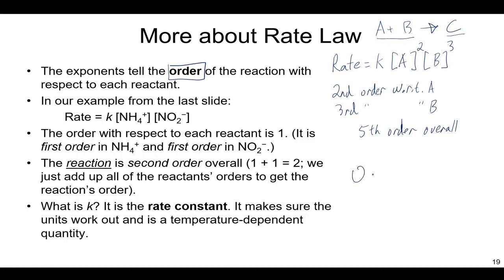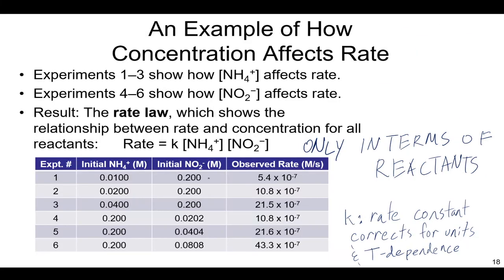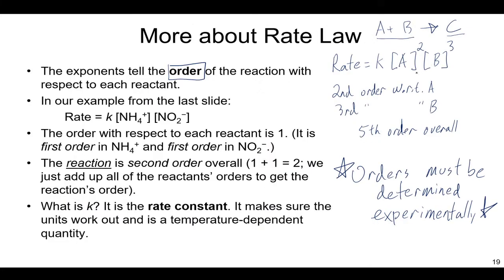Now, these orders, just to drive the point home, must be determined experimentally. Okay, this is super important, right? Because the tendency is for people to look at the overall reaction and guess at what the orders might be and derive a theory for how reactants turn into products. But you actually have to set up experiments, here's six different experiments, and follow these concentrations to determine what the observed rate is and thus the order with respect to each of these reactants. So that's really what we're after today, to understand how we would do such a thing.